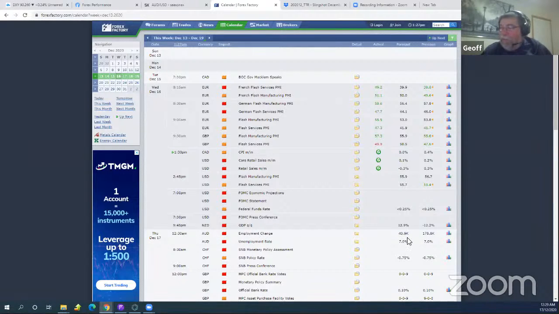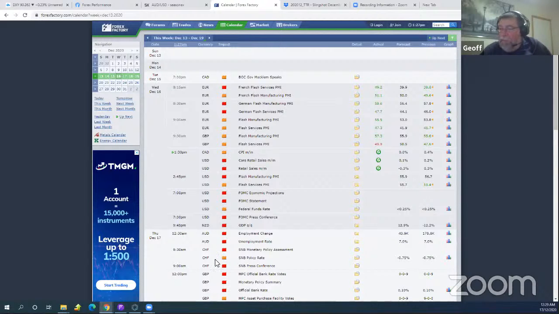Not so much the number here that's expected to be poor based on the previous, but if the unemployment rate were to be 7.1, 7.2, or 7.3, for instance, you will see the Aussie retrace. And that's what I'm hoping for, because I'd like to get into it long, and I'm not at the moment.